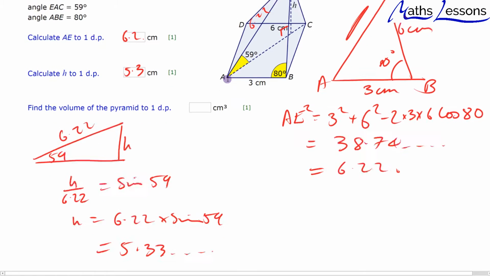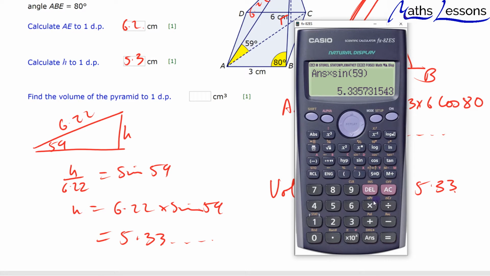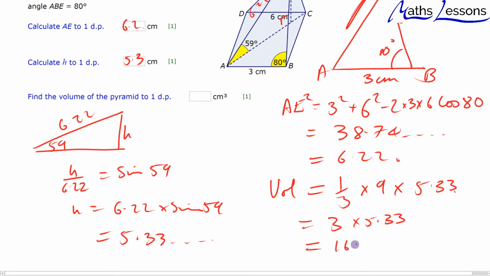Now we can find the volume of the pyramid. The volume is equal to a third the base area. Now the base is a square, 3 by 3, so it's a third times 9 times by the perpendicular height, which is 5.33. So it's effectively a third of 9, which is 3 times 5.33. Grab a calculator, we can use our last answer because it's more accurate, times that by 3, and we get 16.007. So to 1 dp is 16.0.